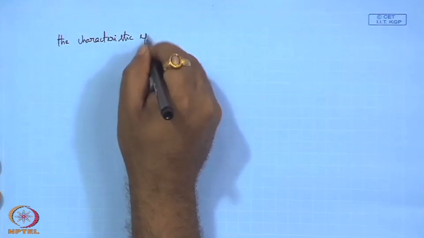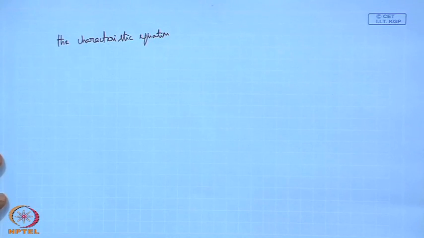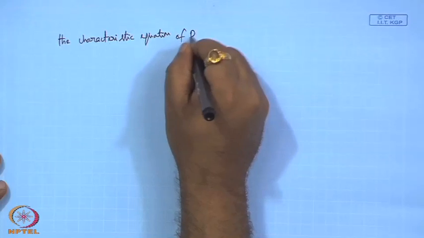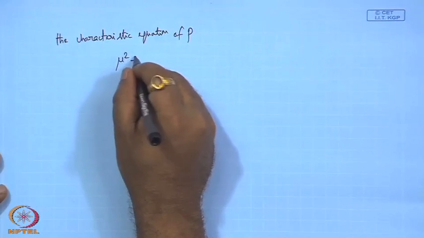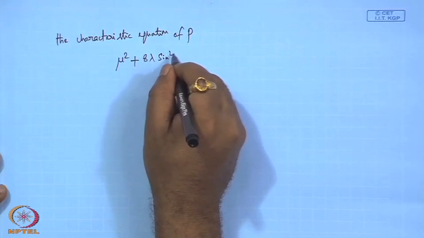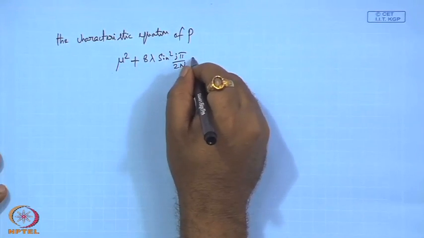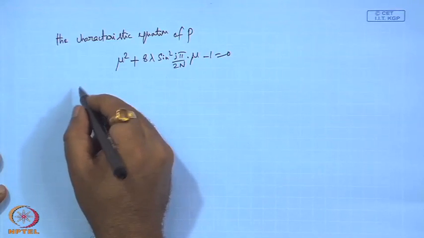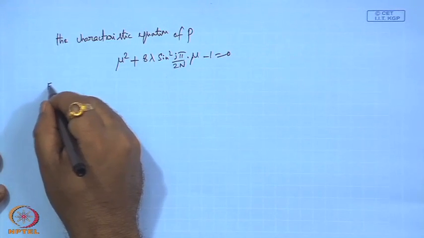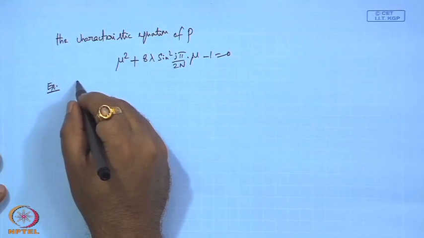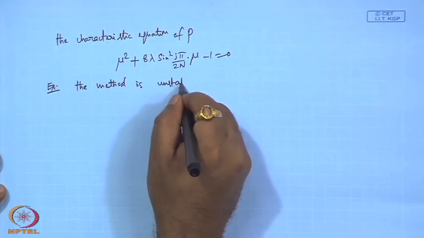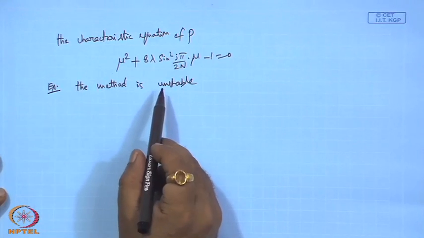Now the characteristic equation of this matrix, call it some capital P. So, the characteristic equation of P. It is a good exercise to prove from here that the method is unstable. The method is unstable.